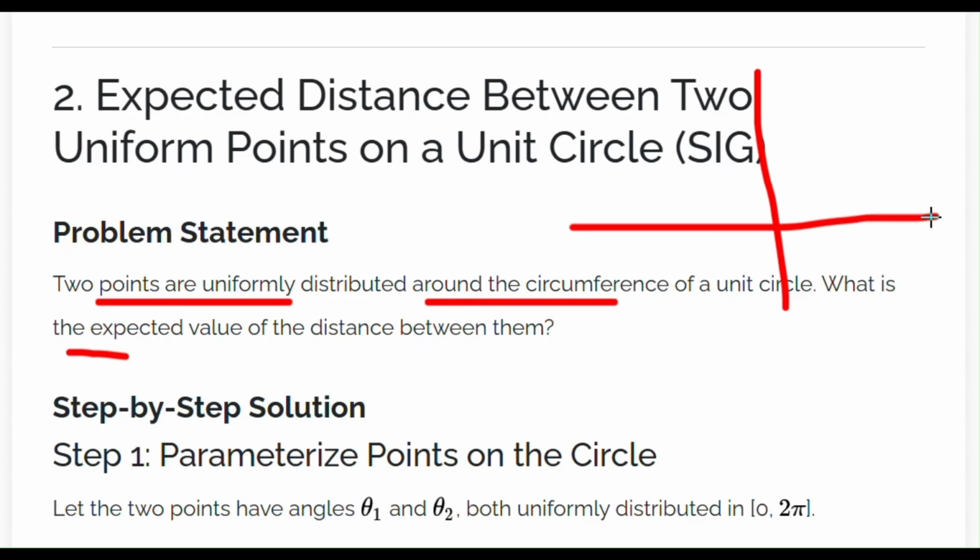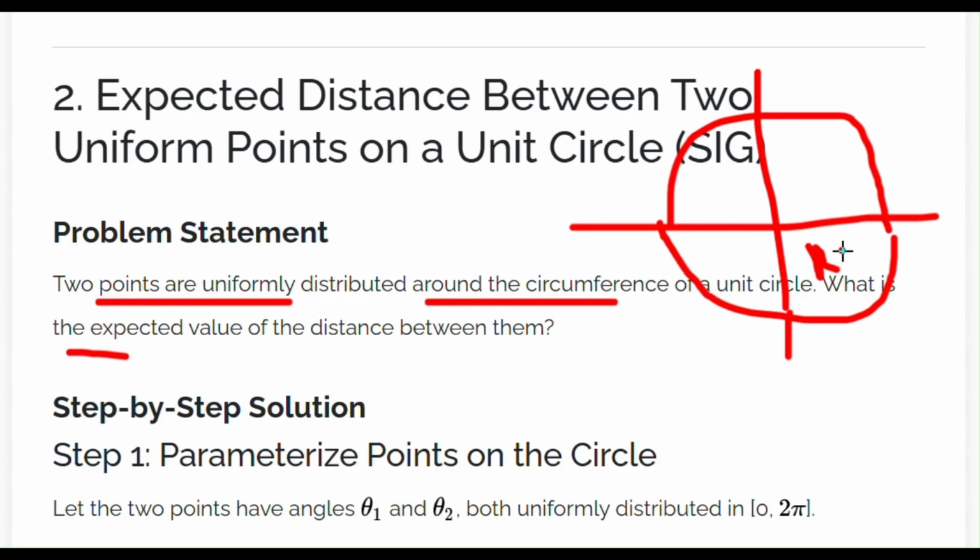So we have a unit circle like this, radius 1, and we are told that 2 points are picked somewhere on this circle, the circumference, uniformly. And we are asked what's the expected value of the distance between them? So this distance, what's the expected value of this distance d? Let's call it d. So let's go ahead and solve this.